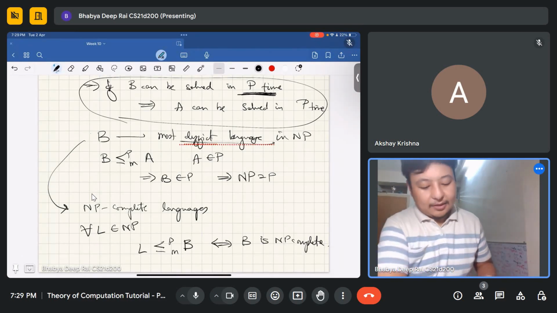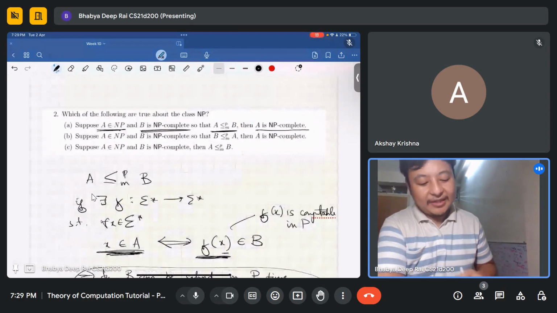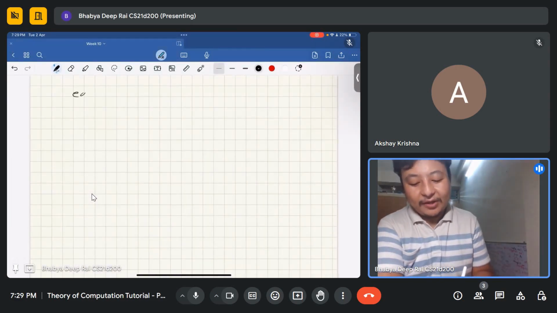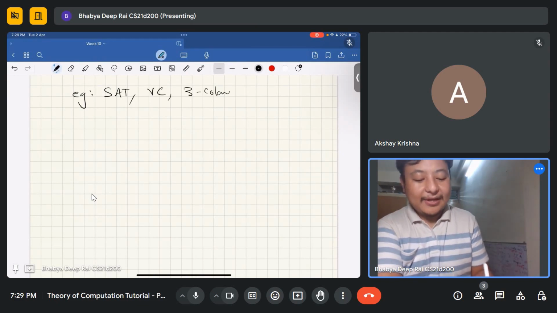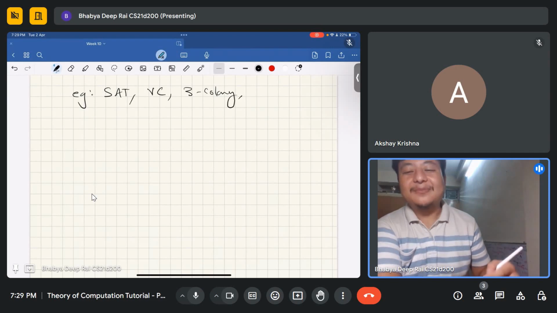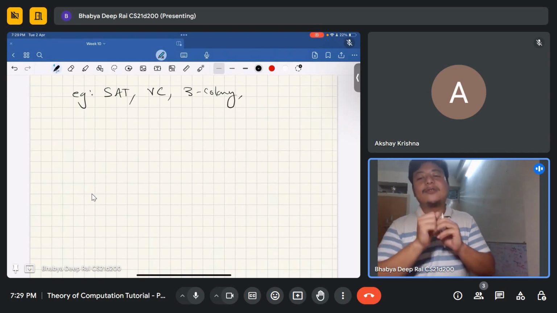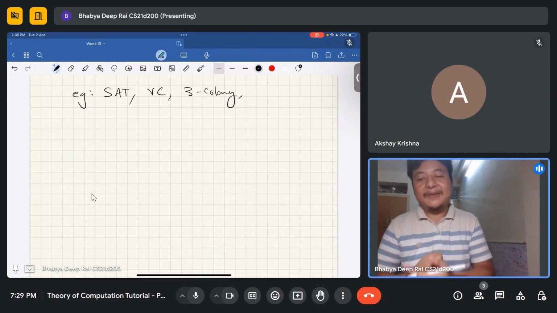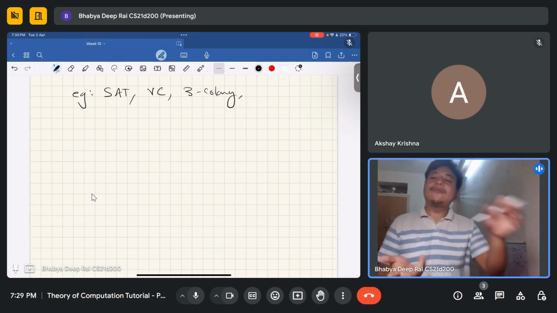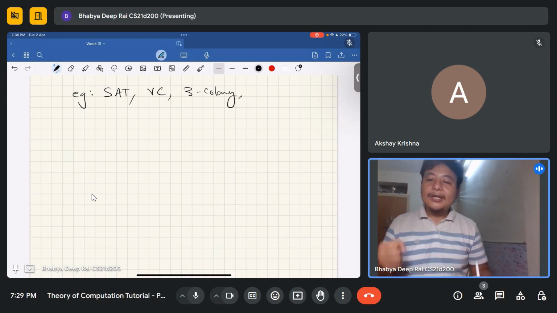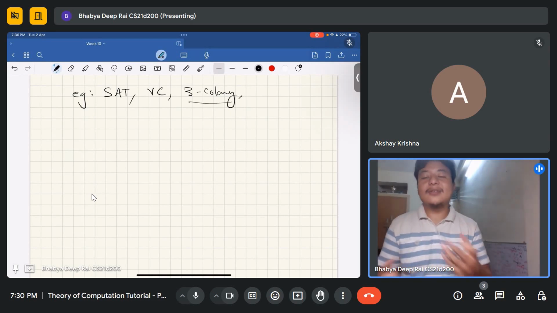Okay. So for example, what did we have? We had SAT, vertex cover, 3 coloring, and you saw other examples, right? So any language in NP can be converted to a version of satisfiability. It can be converted to a formula where you can check whether it's satisfiable or not. It can be converted to a graph where you can check whether it can be colored by 3 colors or not, and so on. You can transform it.